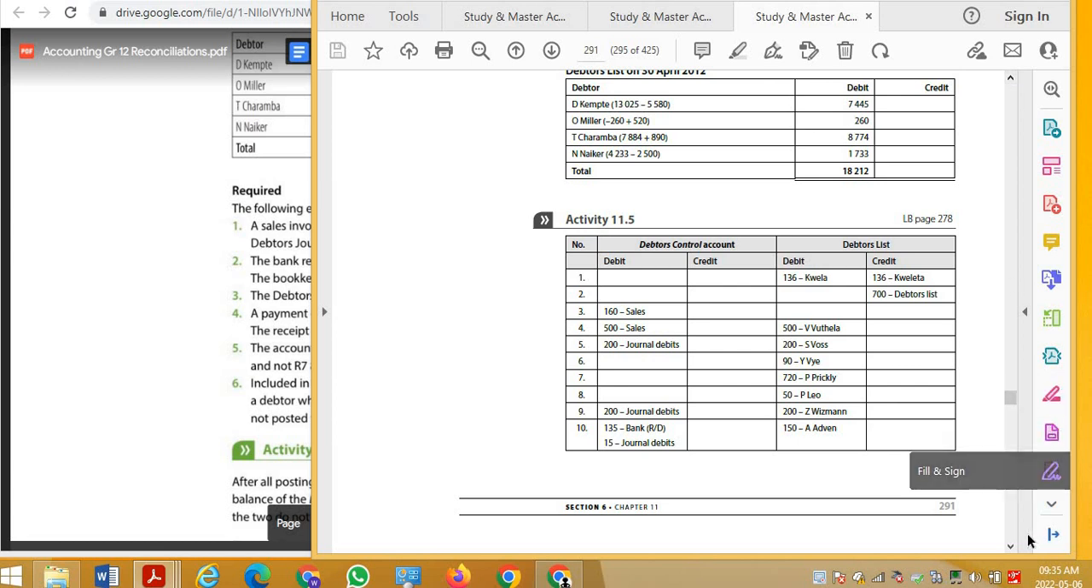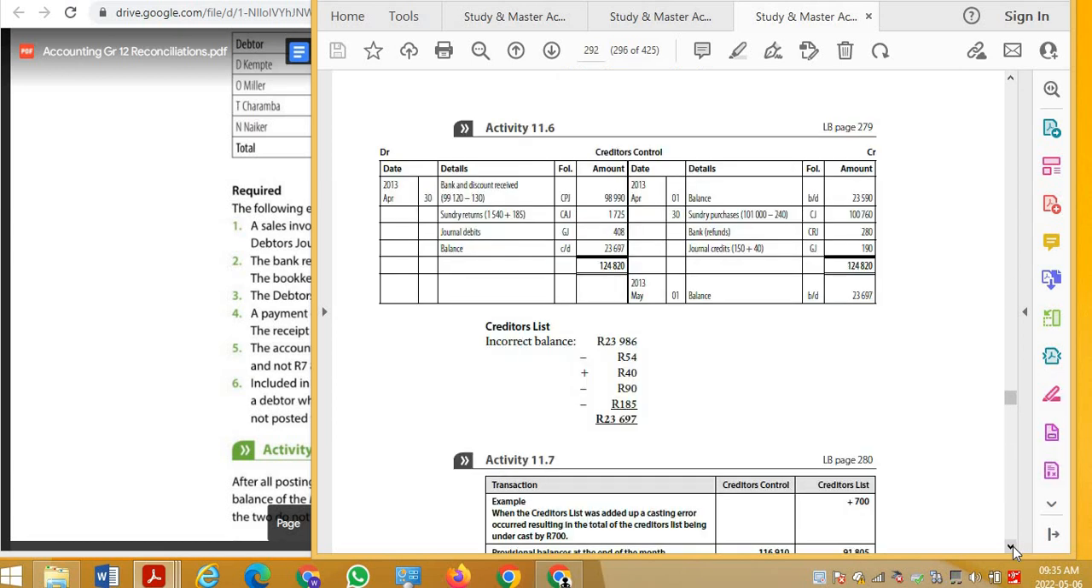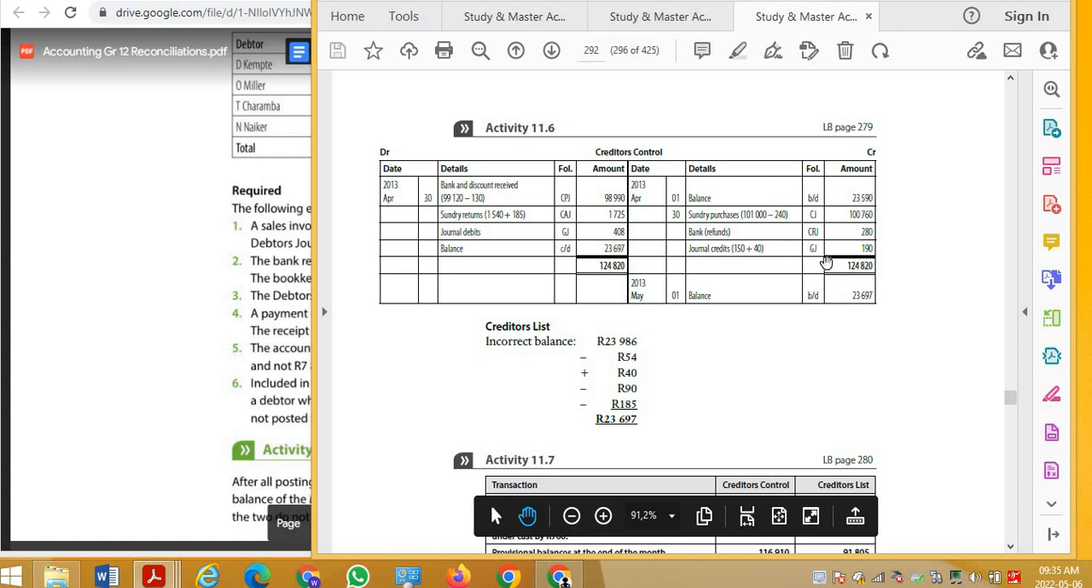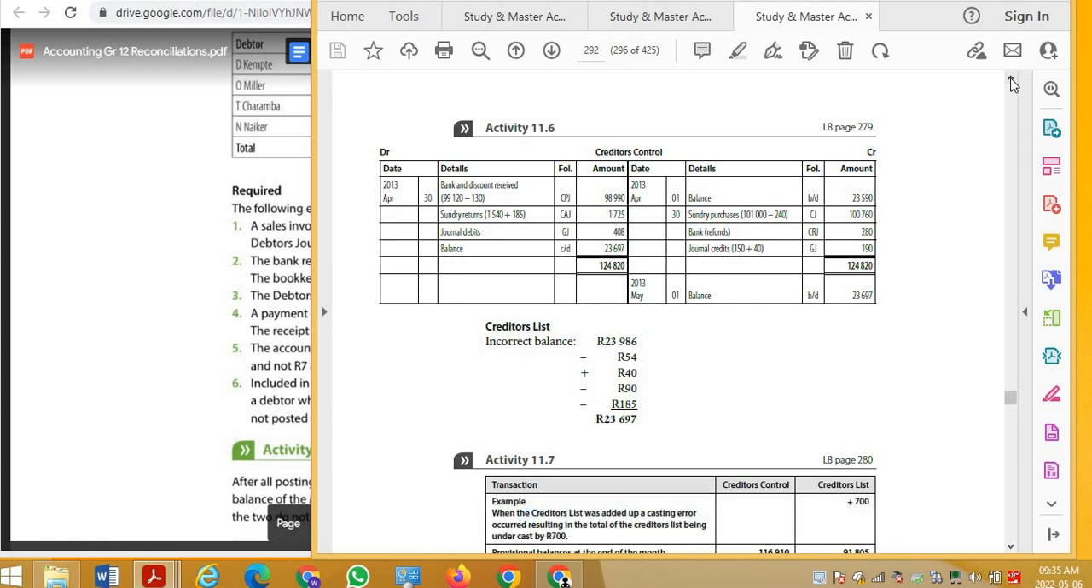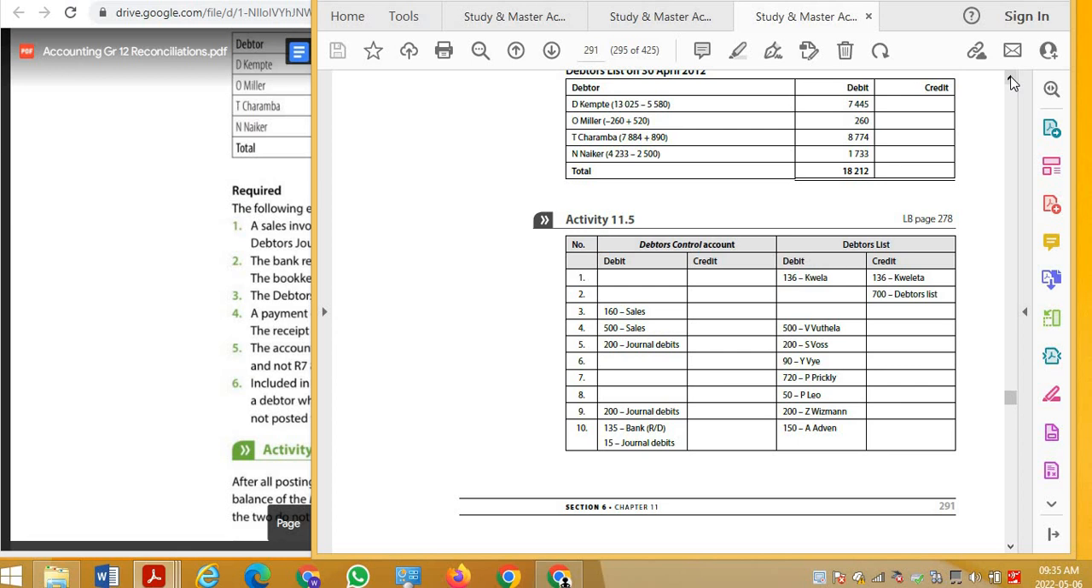I'll even scroll down to 11.6. So just so you can see what the answer is. Now you're recreating the creditors control account. Very important. They're asking you this type of question in a different type of way. Please have a look. We won't have time to go through it. Next week we'll be looking at different work.